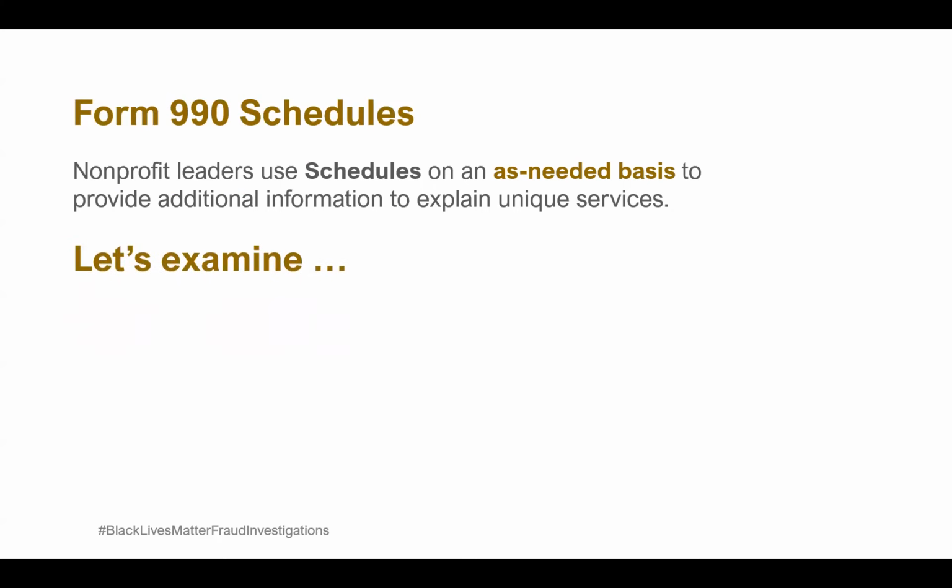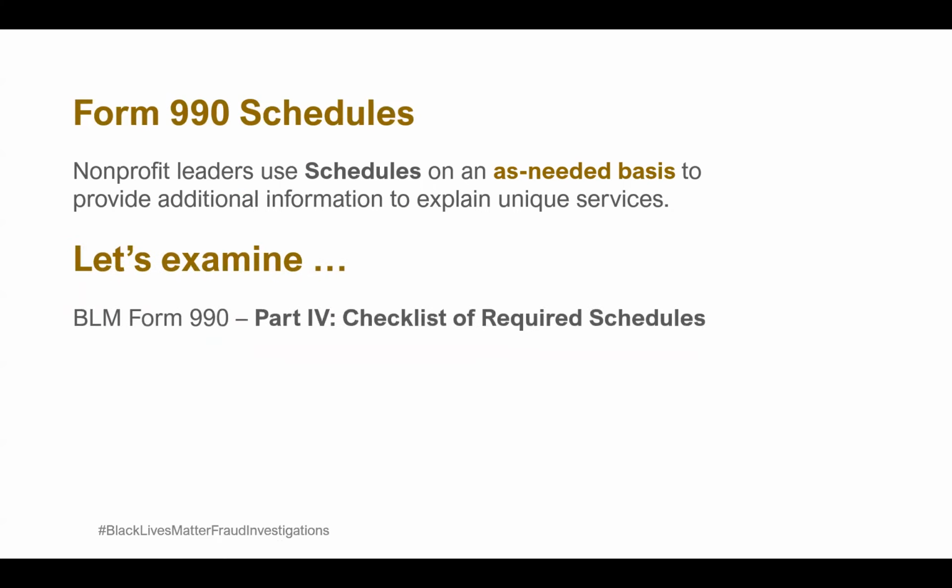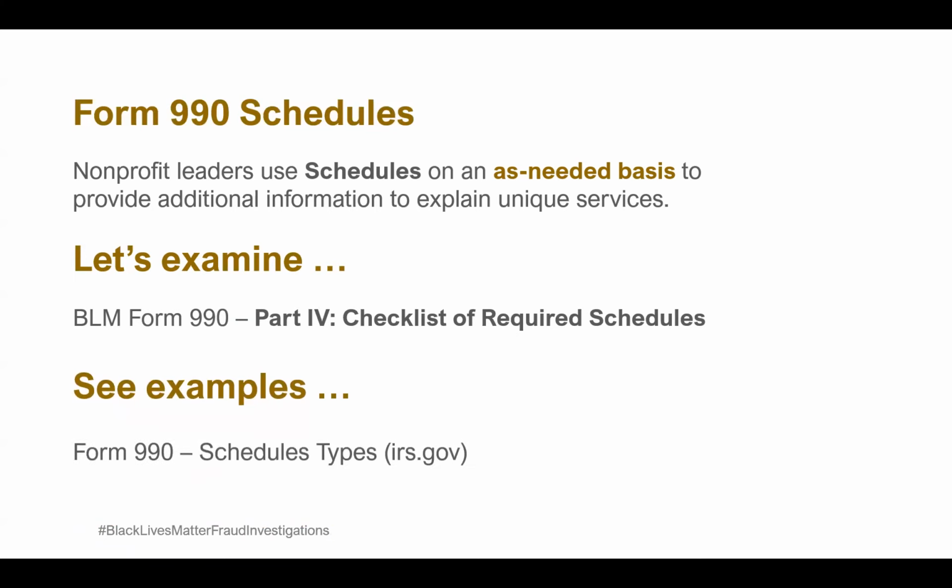So we're going to examine the Black Lives Matter Form 990, Part 4, Checklist of Required Schedules. And then I'm going to jump over to the IRS.gov website to show you different types of schedules. So we're going to look at the Form 990 for the Black Lives Matter Global Network Foundation for the year 2020, specifically examining Part 4, the checklist of required schedules. And then we're going to go directly over to the IRS.gov website to look at the different schedule types.